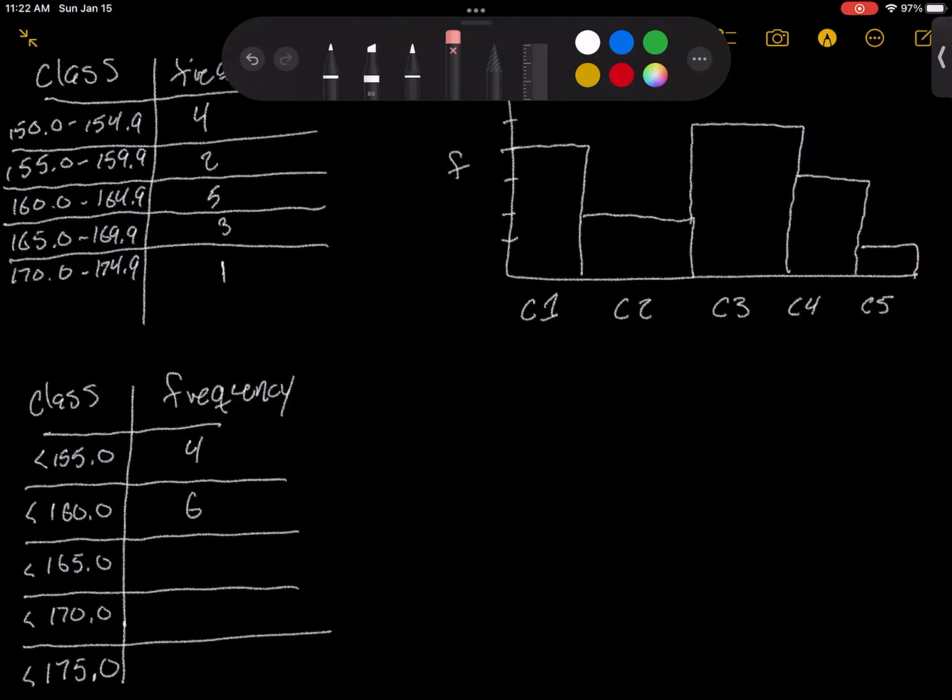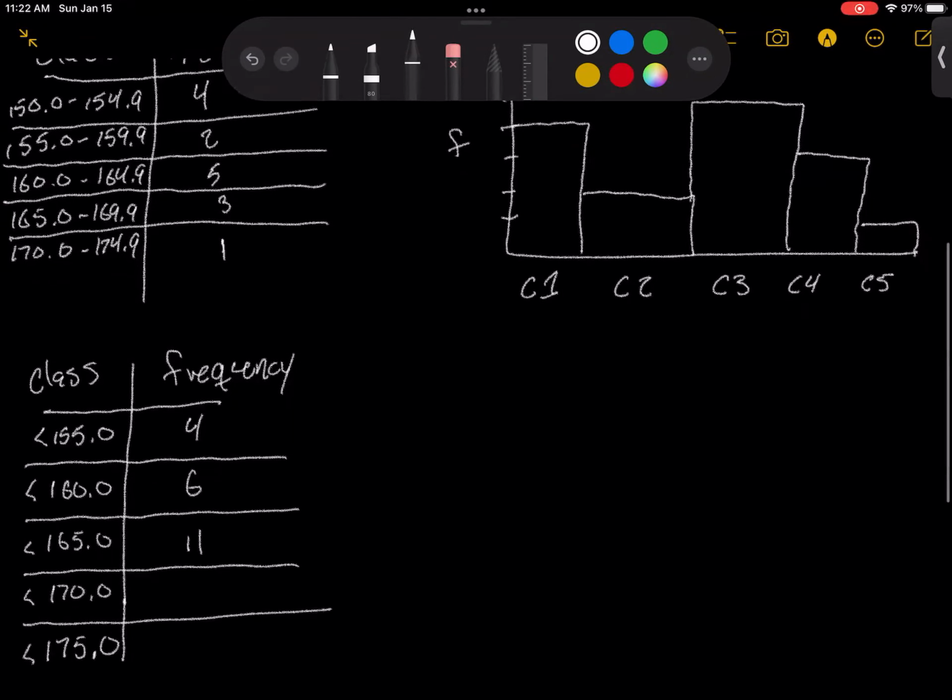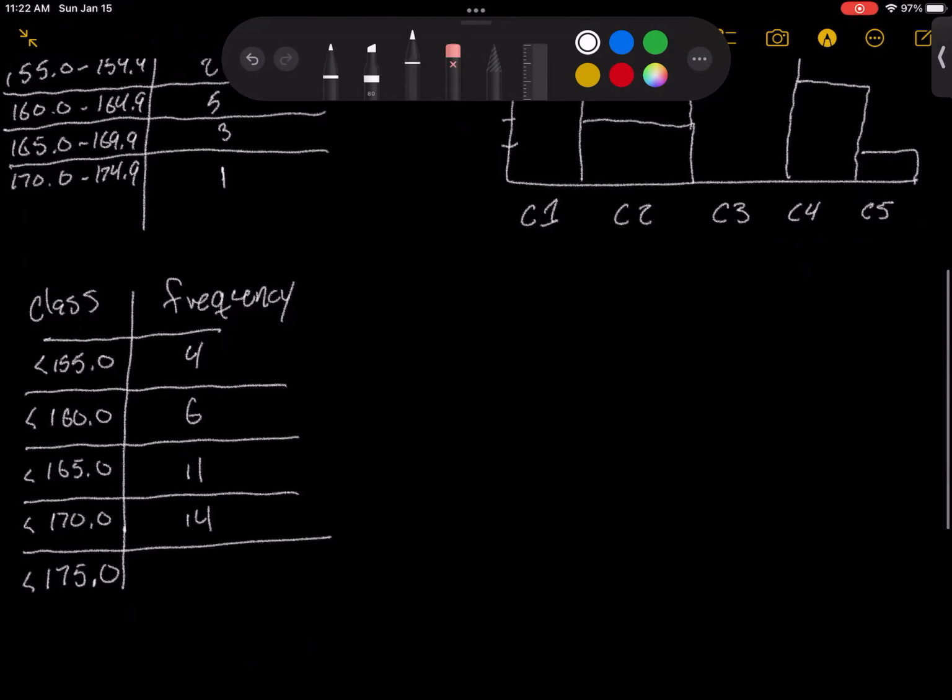For our third class, how many students have a height less than 165? You could be in the first class or the second class or the third class for a total of 11 people. Students having a height strictly less than 170 gives us 14. And finally, how many students have a height strictly less than 175? Well, that was everybody. So 15 students. And we can again visualize this cumulative frequency distribution with a histogram.